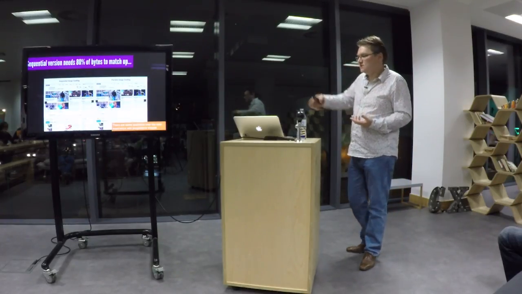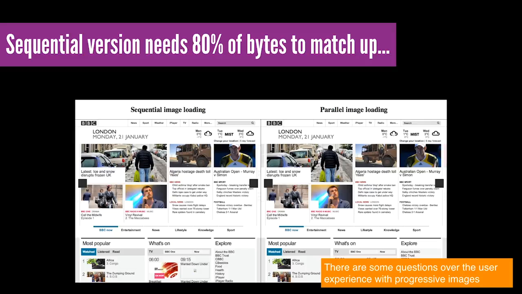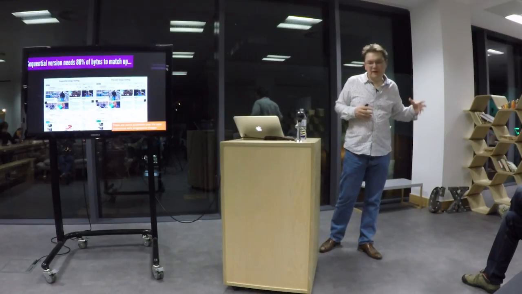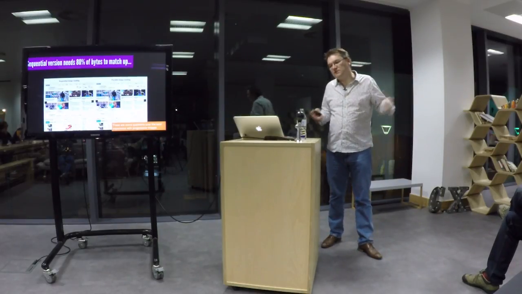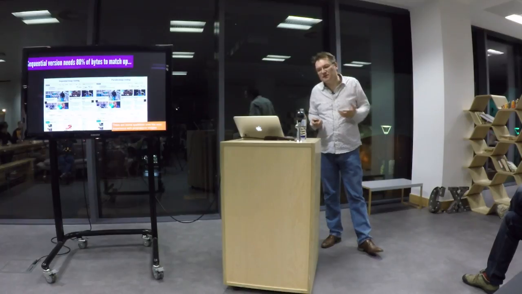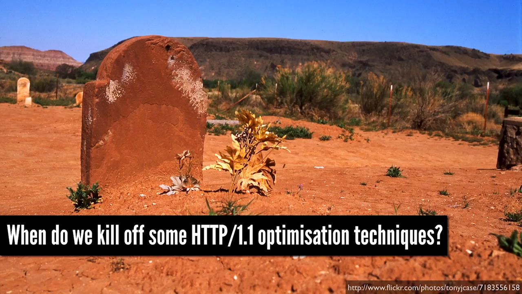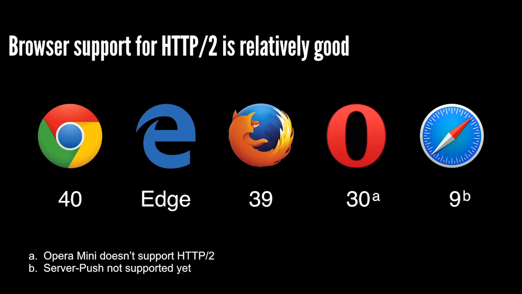There are a few questions over whether we like progressive images. There was a study done, but it's a very small cohort that was in the study. And there are some questions about whether we like them or not from a user experience perspective. But I think that study sort of needs redoing. The question is, when can we start to use it? When can we kill off some of these HTTP 1.1 techniques that have an overhead?